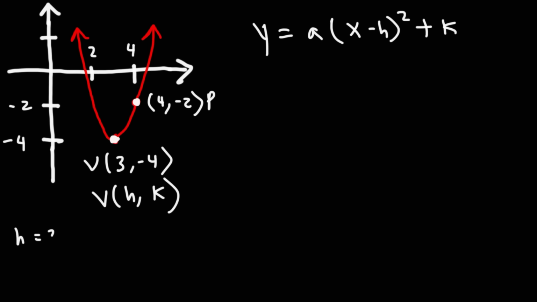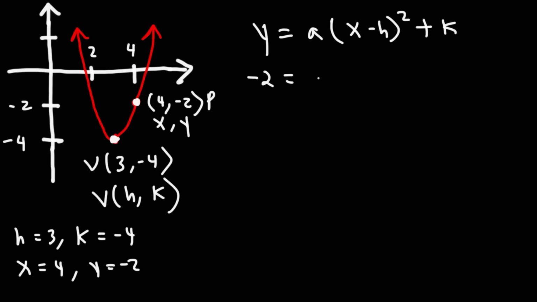So we know h is 3, k is -4, and we have the x and y value of the other point. So we're going to replace x with 4 and y with -2. The only thing we're missing is a. Once we have the value of a, we'll know the formula for this graph. So let's replace y with -2, x with 4, h with 3, and k with -4. And let's solve for a.